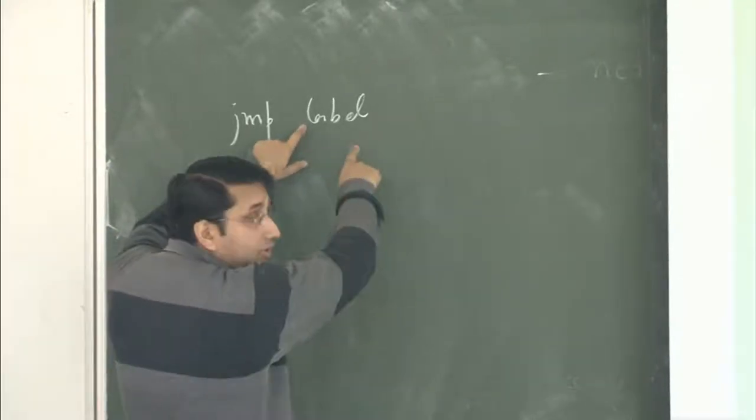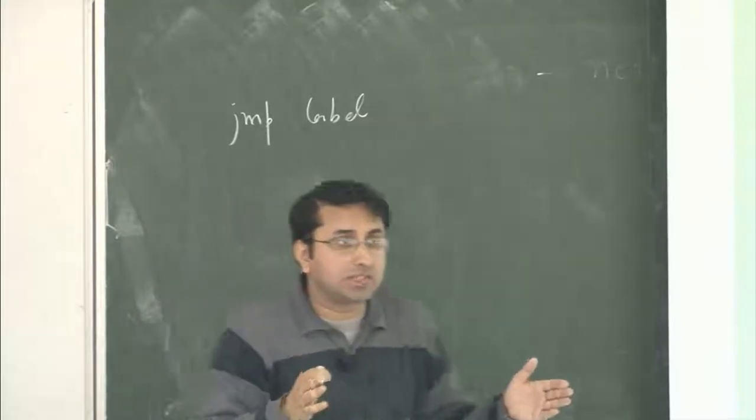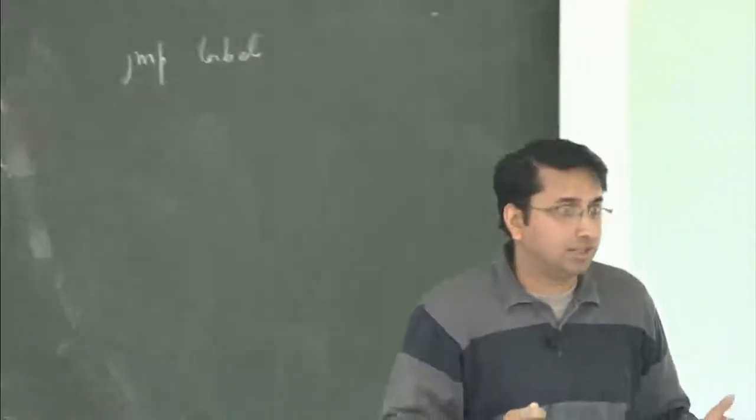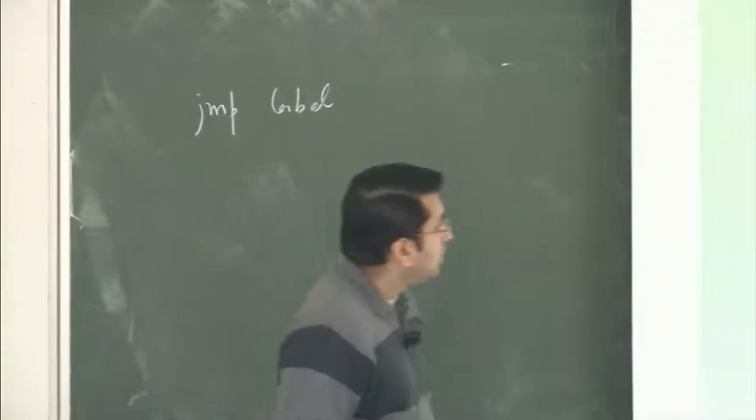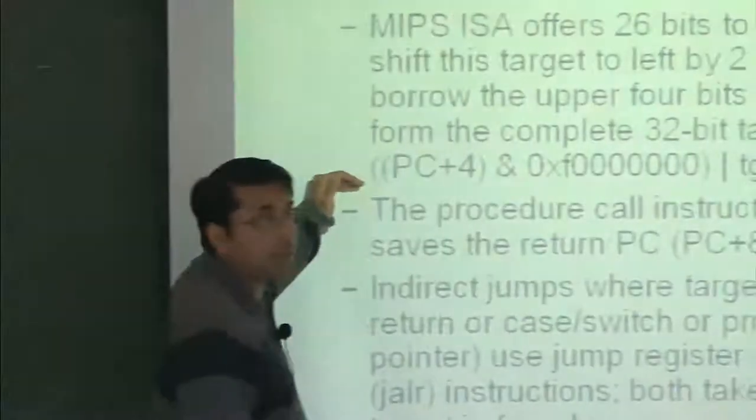And then what it will do is, it will take 26 bits. 26 bits are allowed only. It cannot be more than that. Which means there is a span of this label, how far you can jump. There is a limit to that. So this is how it computes the final target.